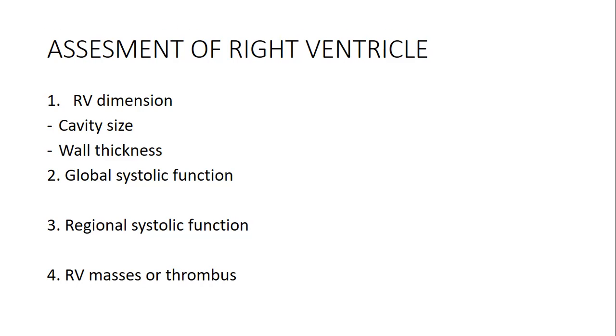Do I do it in end diastole or in early systole? All those nitty-gritty of the technique are very key. When it comes to the global systolic function, which is the best parameter to use? Do I use TAPSE, or fractional area change, or what? Those parameters are very key to stick to.